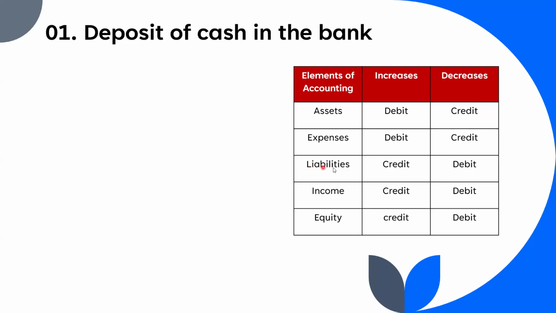But when it comes to liabilities, income and equity, all of these are treated the other way around. When these 3 elements increase, we would write it as a credit, and if they decrease, you would write it as a debit. Are we all good with this table? If it's a yes, you can type yes in the chat box. Okay, so wonderful.